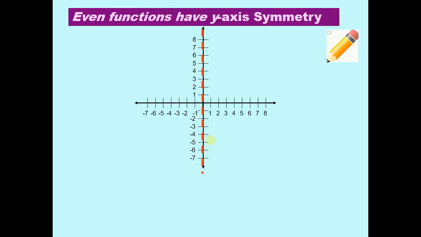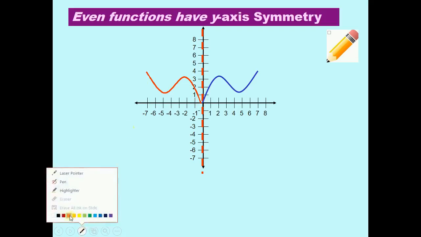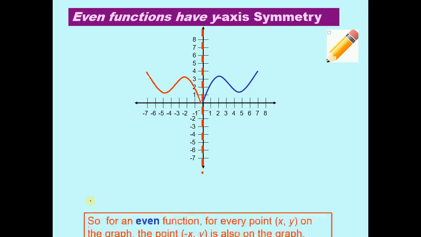So, even and odd. What does it mean to be even or odd? Even functions have y-axis symmetry. What does that mean? Ultimately, it means that if I have one side of my graph, I'm going to have a mirror image on the other side. So if I fold along the y-axis, they would line up perfectly.